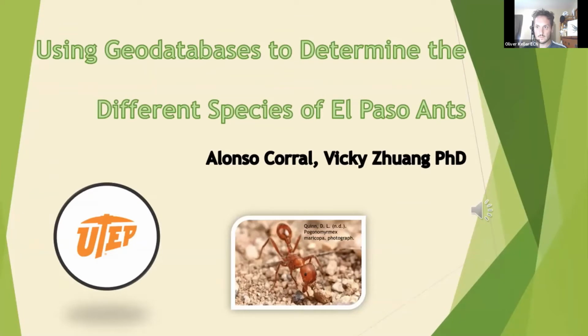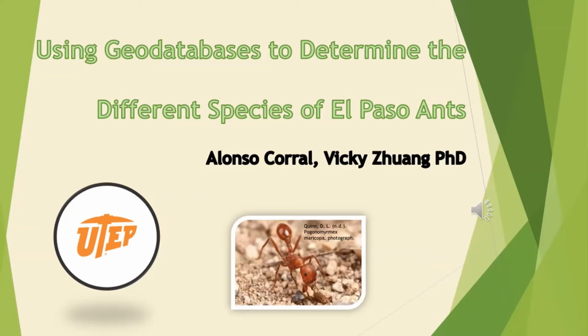Hello, my name is Alonso Corral. Over the past year, I've been volunteering at the UTEP Biodiversity Collection with Dr. Zhuang, who is the collections manager. And over the past year, my main focus has been cataloging Dr. McKay's donation of ants. Part of that process involves cataloging those ants into a geodatabase called Arctos, which is a website where you can find any information on collected specimens from many museums around the world.